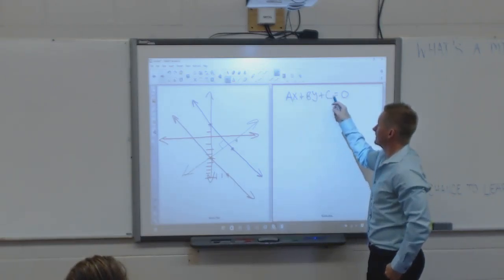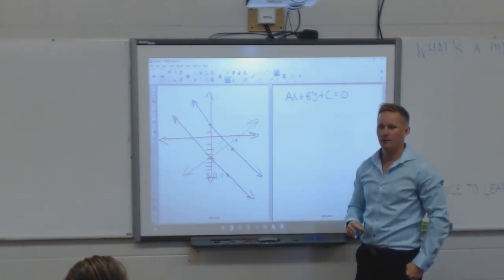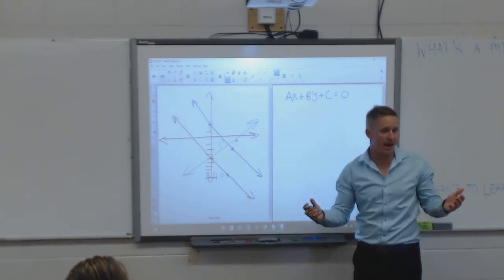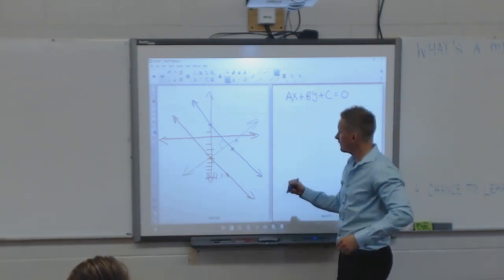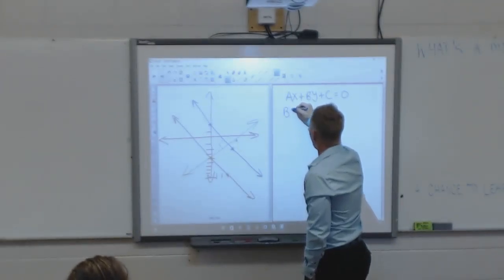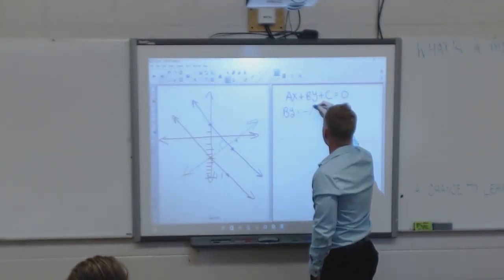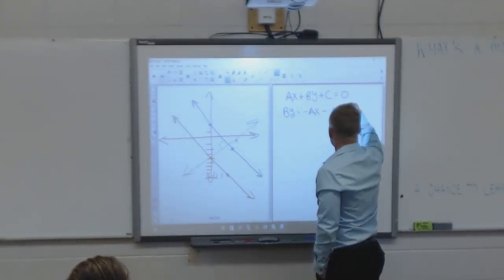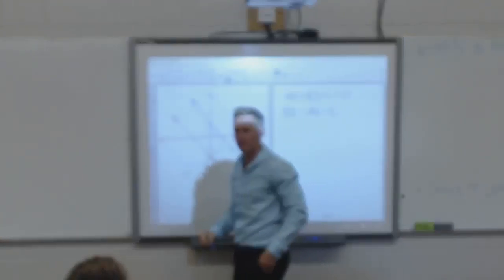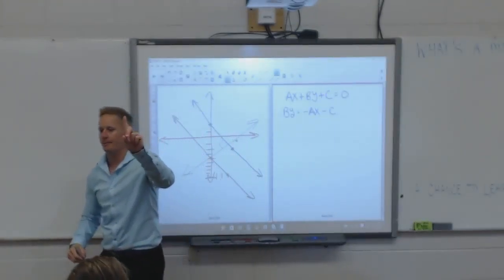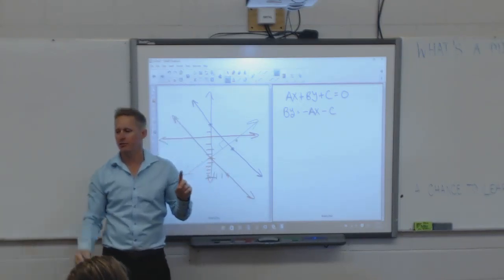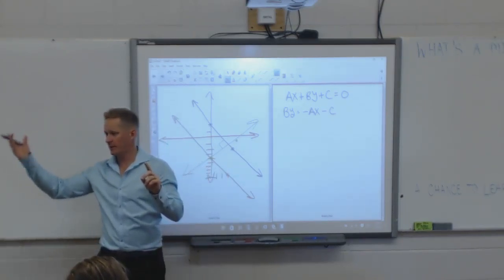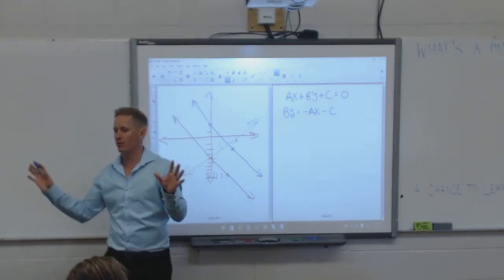How do I move this and this to the other side? I subtract them, because right now I'm adding them. Do we all agree? Everybody agrees? Okay, so let's do that. I got by is equal to minus ax minus c, correct? So that's one step. Subtract those other two. Or if they were different signs, add them, whatever. Add or subtract is what I'm getting at.